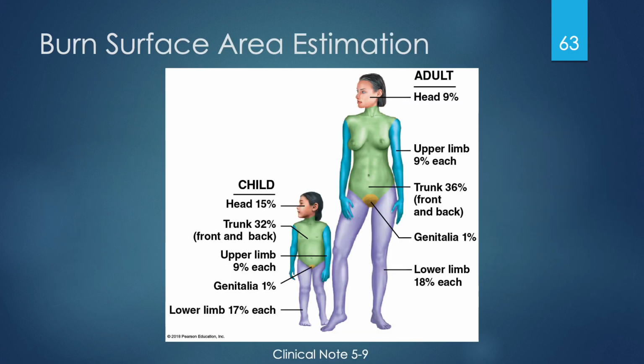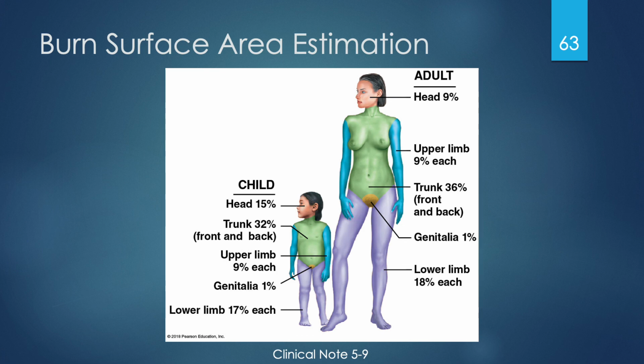When a patient has been involved in a burn, and particularly a bad one, for example, in a fire, we try to estimate what amount of surface area has been involved in the burn. So the schematic that you see here below is clinical note 5-9, and it's showing you the difference between either an adult or a child in the way that we estimate the amount of surface area that's been involved.